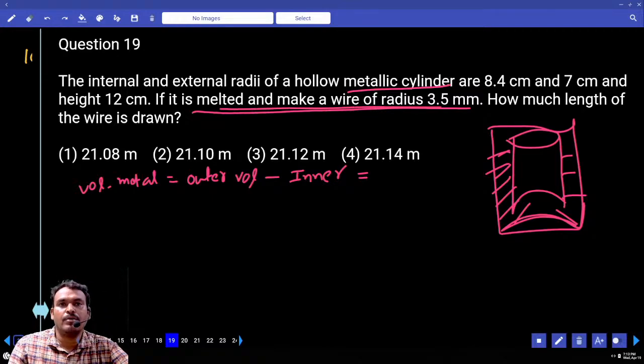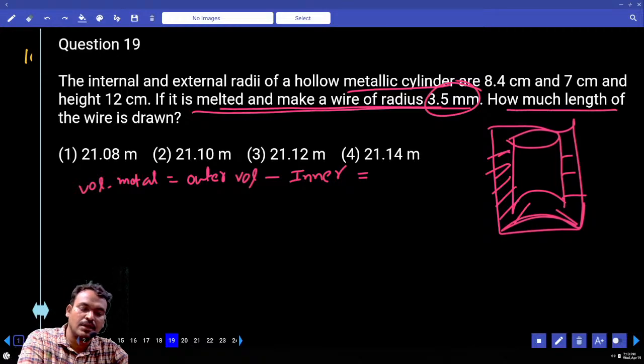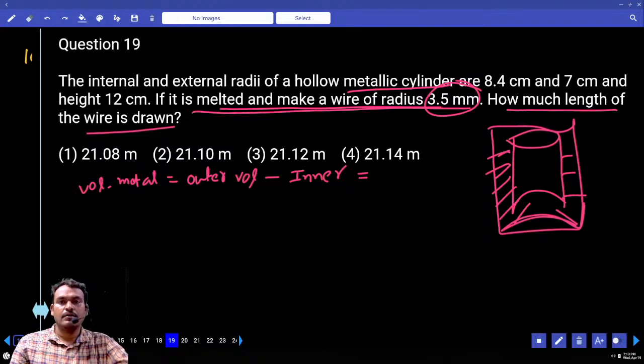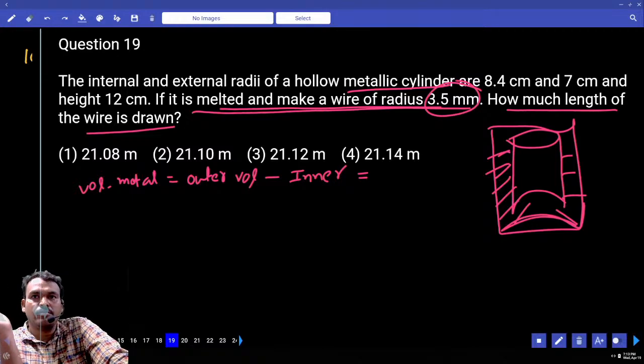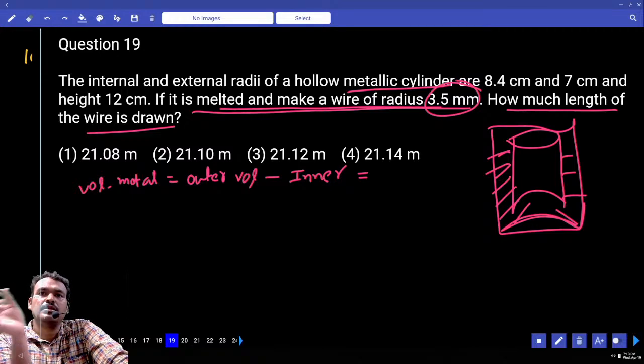Again, wires are formed. What is the wire length given? 3.5. What is the question here? How much length of the wire is drawn? First we need to identify the outer volume. In that, which one are we subtracting? Inner volume. The difference of those two is equal to the volume of which one? Wire. Volume of the wire.